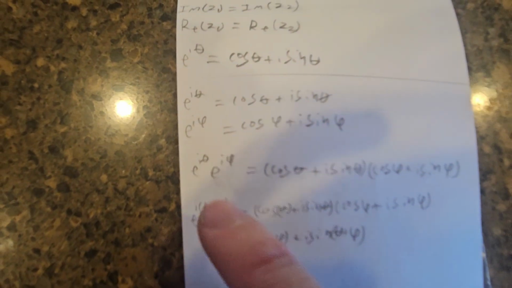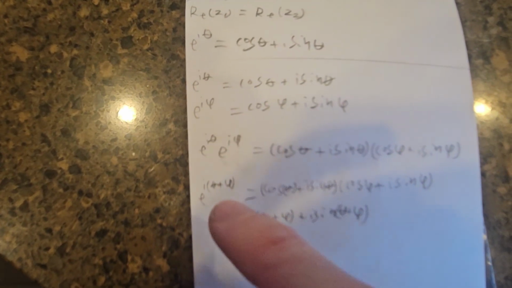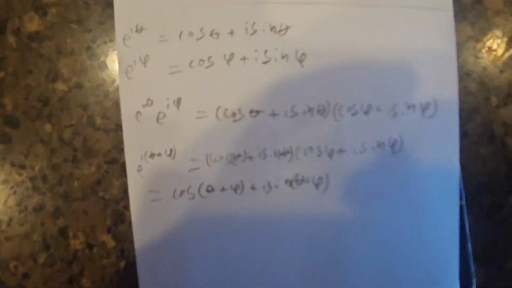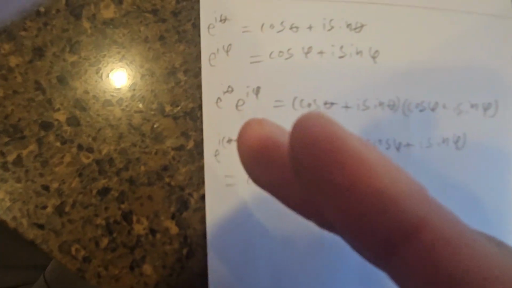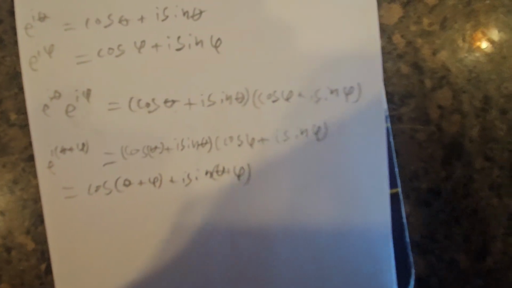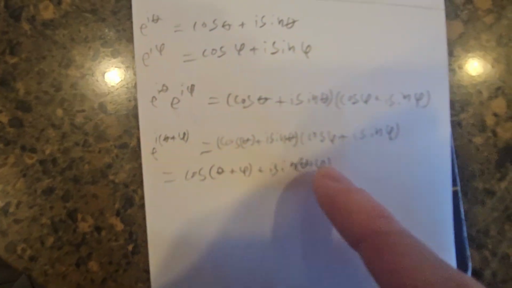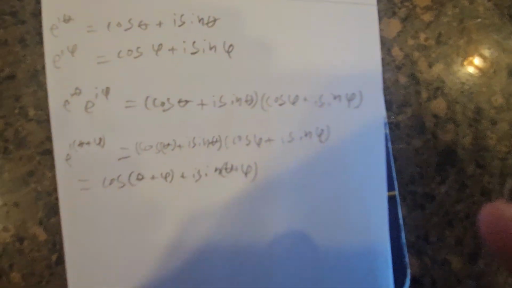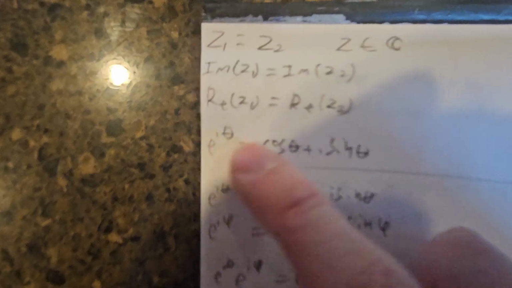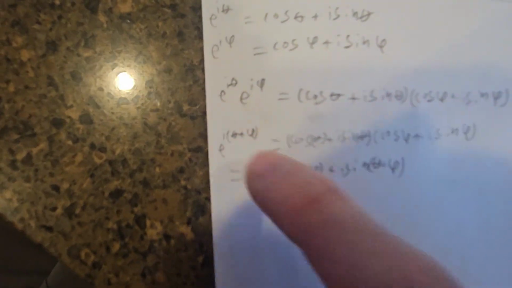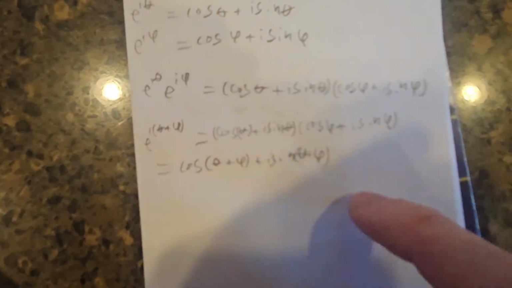That makes e to the i theta times e to the i phi equal to cosine theta plus i sine theta times cosine phi plus i sine phi. Now you have e to the i theta plus phi is equal to cosine theta plus i sine theta times cosine phi plus i sine phi. Now remember Euler's formula up here, this would also be equal to cosine theta plus phi plus i sine theta plus phi.